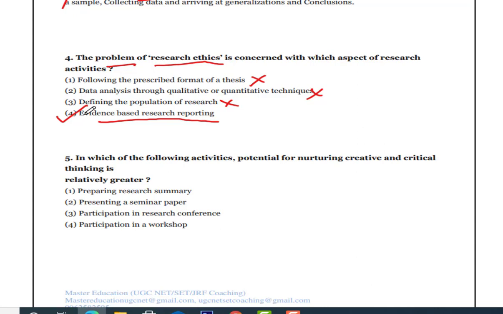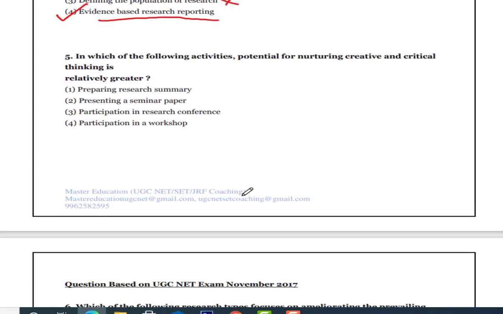Okay. The next question. In which of the following activities is the potential for nurturing creative and critical thinking relatively greater? In which activity is our creativity and critical thinking greater? So the first option, preparing a research summary. It is not very creative, right? Or it is not a very critical thing. So you can nail it.